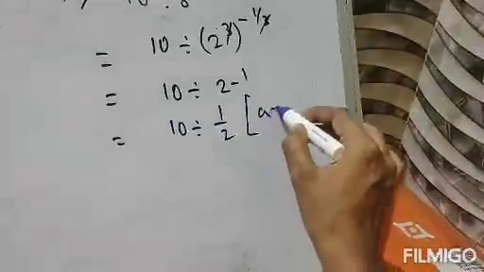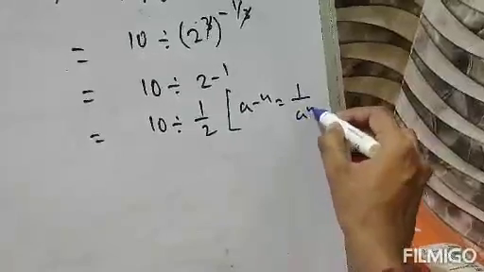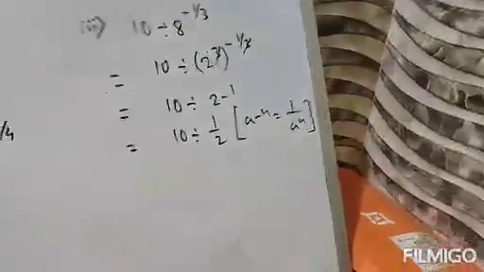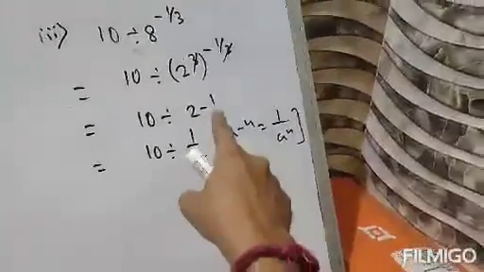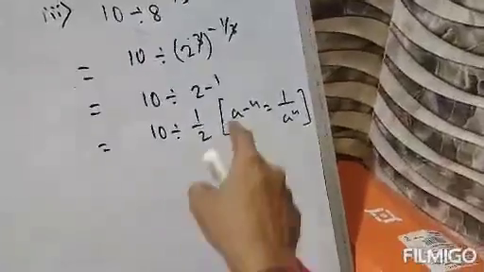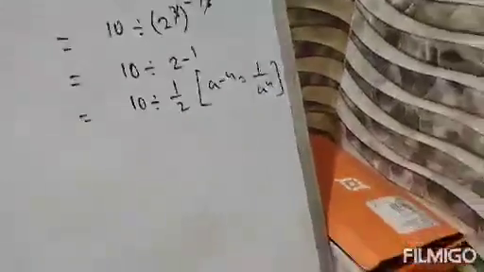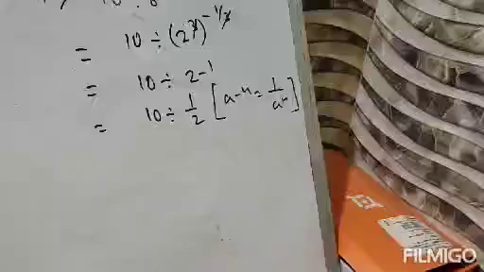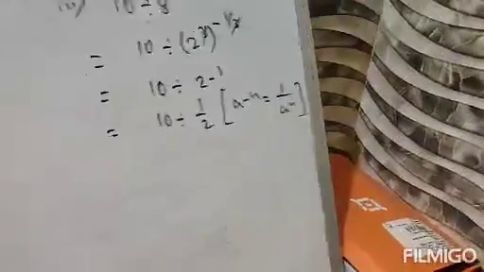Here the same formula, a to the power minus n becomes 1 by a to the power n. Clear? Here a is 2. If you compare this 2 to the power minus 1 with a to the power minus n, here a is 2 and n is 1. Clear? That means 1 by a to the power n, so 1 by 2.